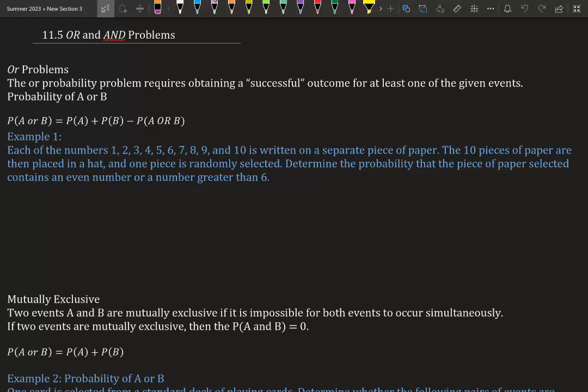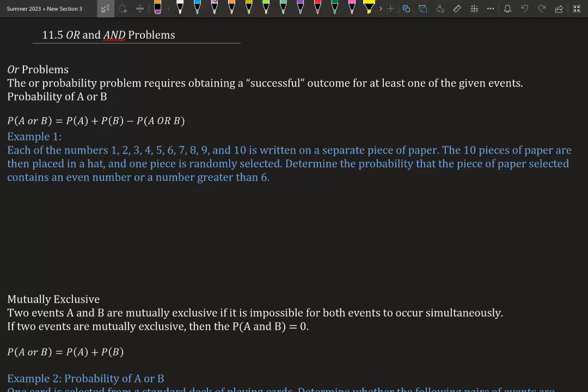11.5, or and problems. Those two words, or and and, we have been talking about since chapter 2, and here they're coming back again. Remember, and or, they mean something. Or is a little loose. It's one or the other, it could be both, that's fine. And is very strict. That means both have to be true, that both things have to happen for something to happen. So we're going to talk more about or and today.